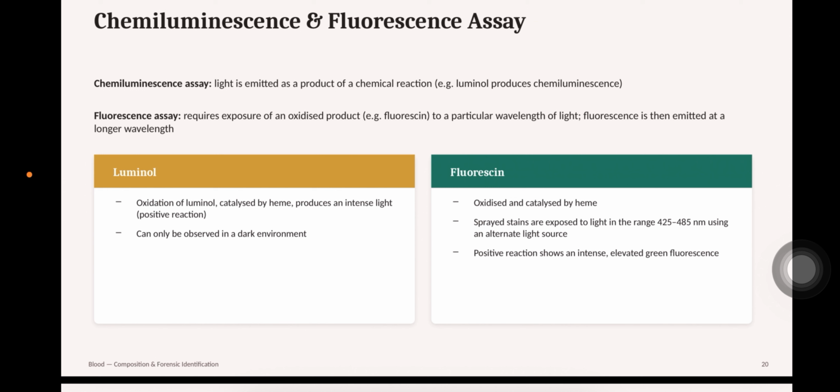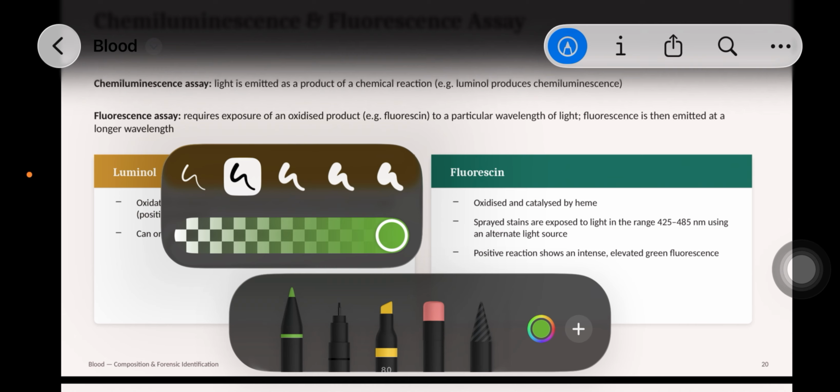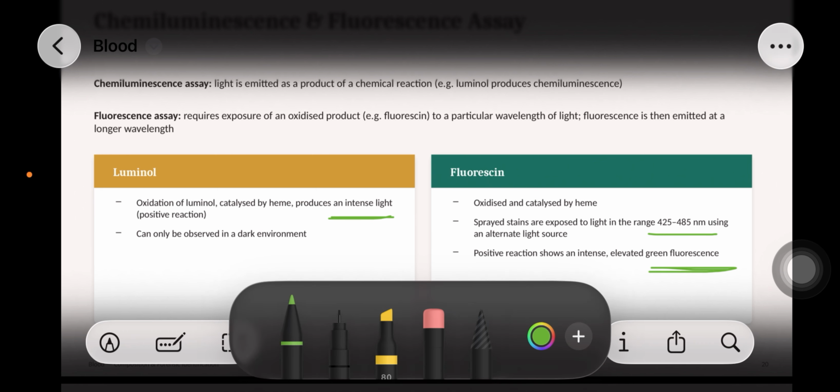Next is fluorescein. Oxidized and catalyzed by heme, sprayed stains are exposed to light in the range of 425 to 485 nanometers using an alternate light source. A positive reaction shows an intense, elevated green fluorescence. Luminol gives an intense light, a yellowish light. Fluorescein gives a green fluorescence.